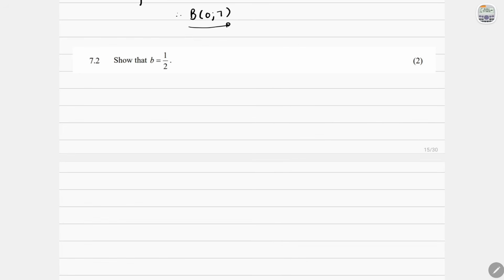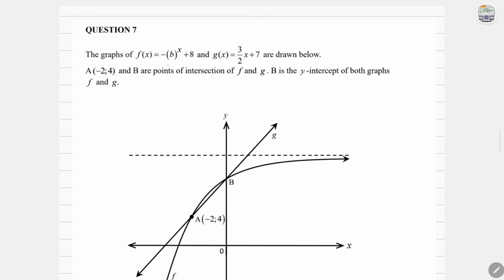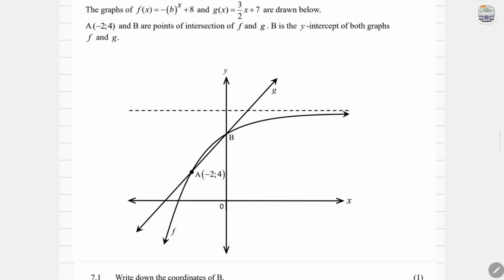Question 7.2 says, show that b is equal to 1 over 2. Okay, so finding the value of b. We can just use a point on this graph. You can't use this one. It's not going to work. So we can use A.